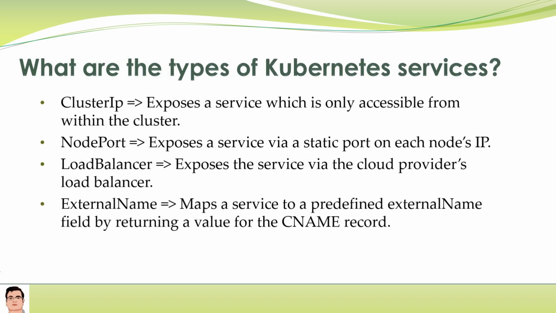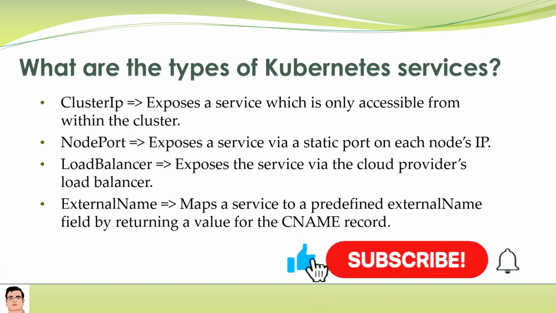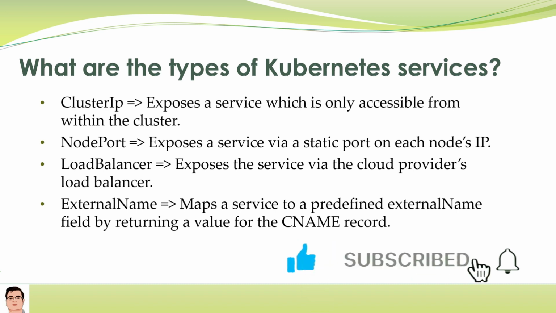So what are the types of Kubernetes services? We have mainly 4 types: the cluster IP, node port, load balancer, and the external name. But the first three, the cluster IP, node port, and load balancer, are frequently used. Cluster IP exposes a service which is only accessible within the cluster. This is the default one. If you didn't define the service type, it will pick the cluster IP.